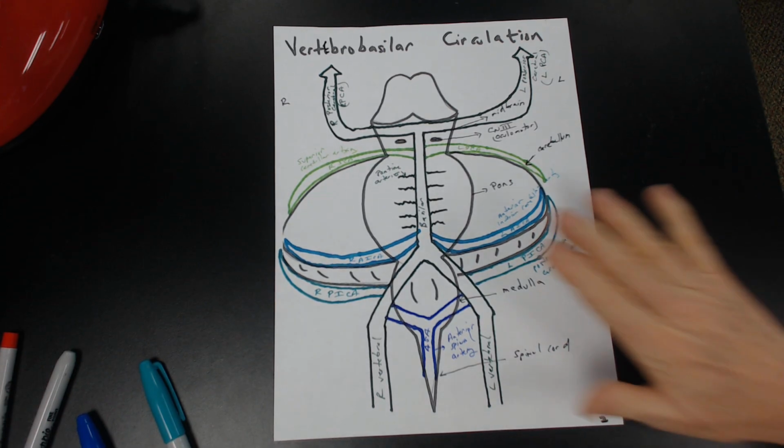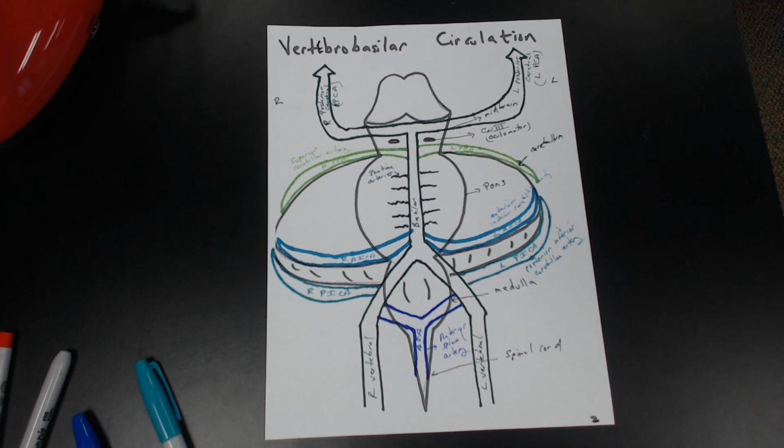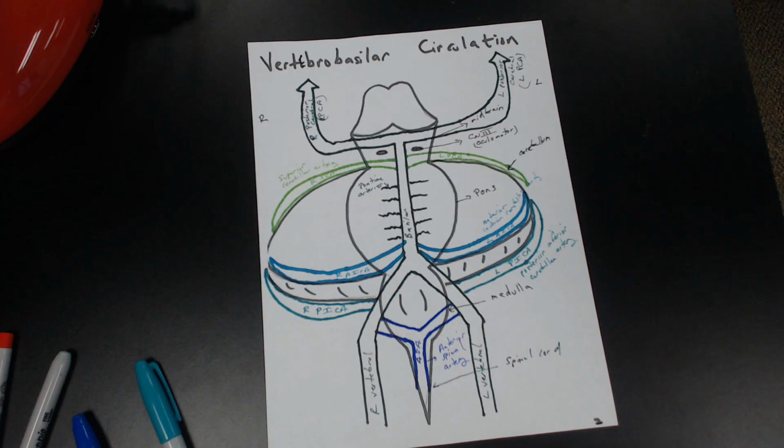Okay, that's vertebrobasilar circulation. That's the hard one. If you get this one down, you're doing great. And if not, it'll come. Let's move on to the anterior circulation.